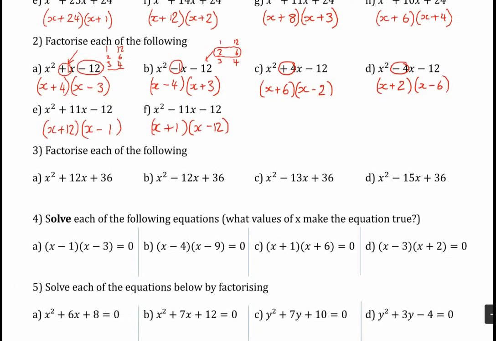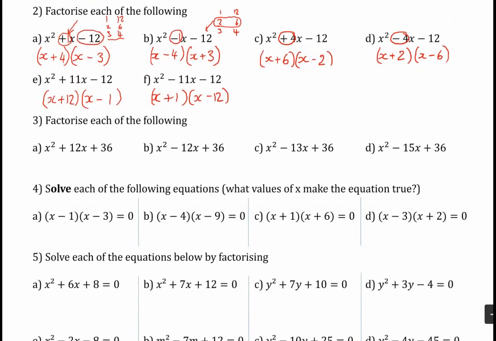Okay, the next question is very similar, but the final term is positive. So x and x in each bracket, two numbers that multiply together to make 36. Well, these are all 36, so I'm going to write down my factors of 36 over here. So I've got 1 and 36, 2 and 18, 3 and 12, 4 and 9, 6 and 6. Quite a few factor pairs there.